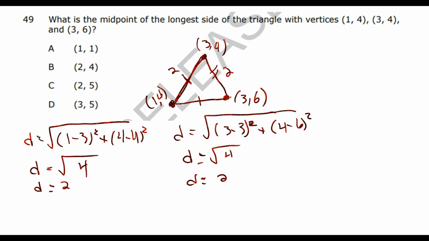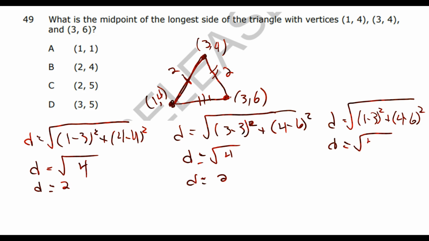And then I'm finding this last distance right here. And we have D is equal to the square root of (1 minus 3) squared plus (4 minus 6) squared. 1 minus 3 is negative 2 squared, which is 4. 4 minus 6 is negative 2 squared, which is 4. So D is approximately the square root of 8, which is greater than the square root of 4. So this side is clearly the longest side.